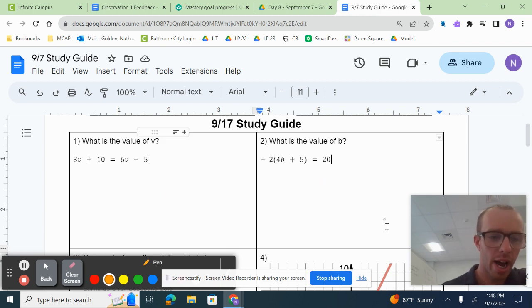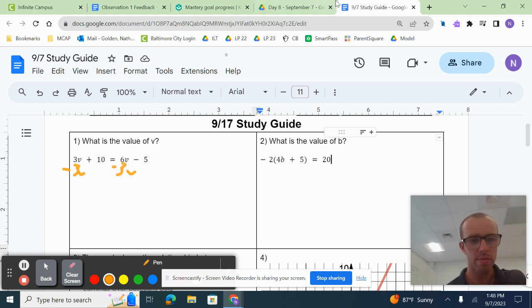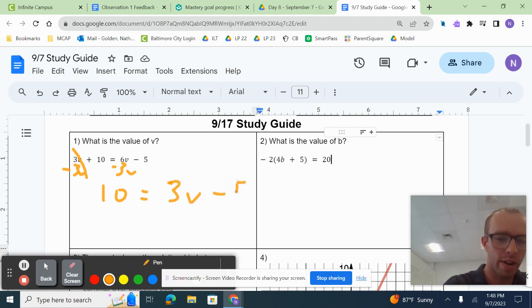I'm going to start by, I have variables on both sides, right? I have a 6v here and a 3v here. One of our first steps to solve is to make it so we only have variables on one side. So I need to eliminate either this 6v or this 3v. I'm going to choose to get rid of this positive 3v here. And to get rid of a positive 3v, I have to do the opposite, which is a minus 3v. And so I'm going to do that to both sides. Here, these cancel, and on this side, I'm only left with 10 equals 6v minus 3v is 3v, and I didn't use the negative 5, so I drop it down.